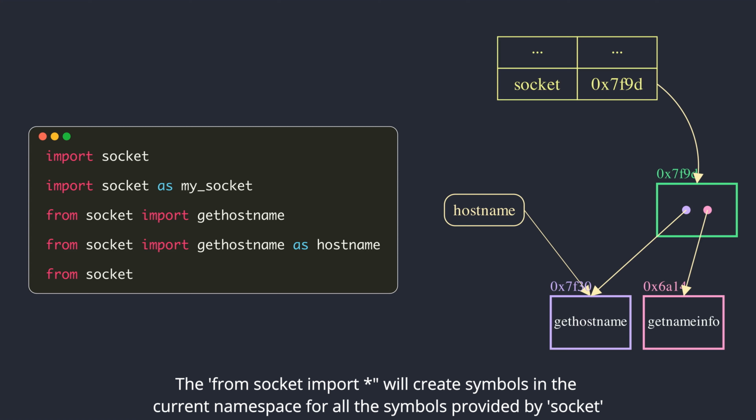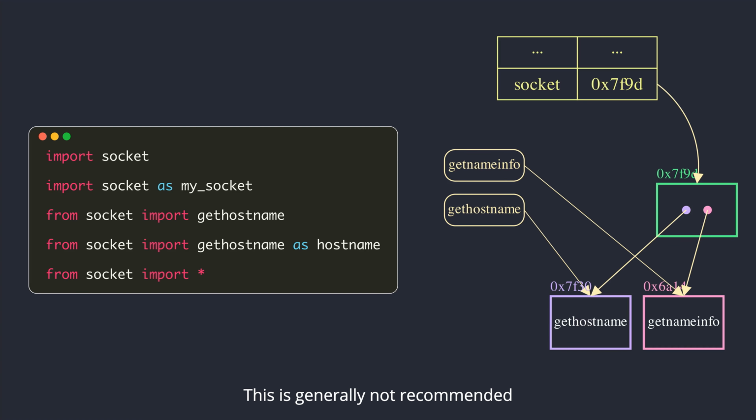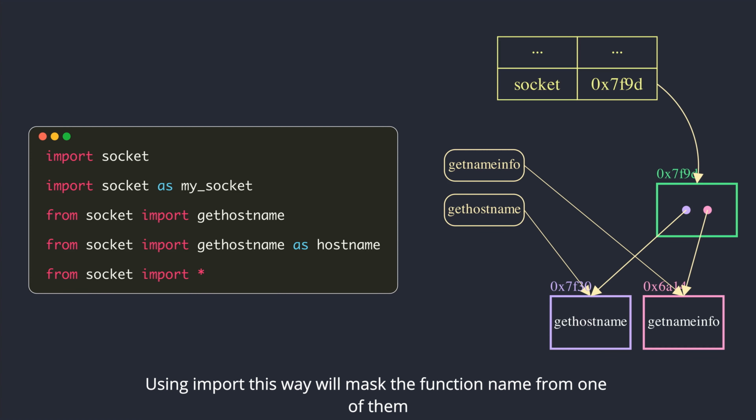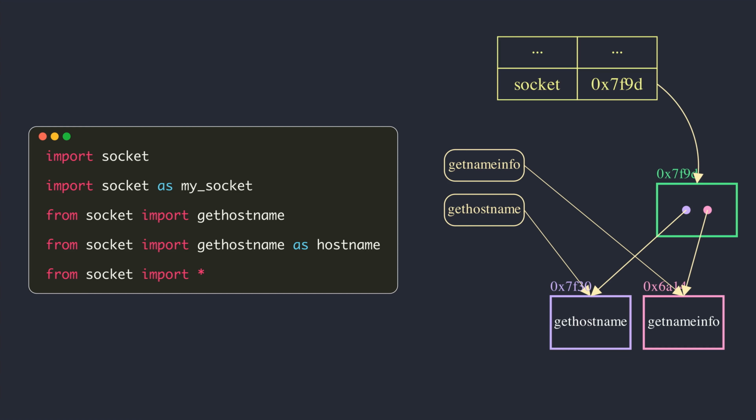from socket import * will create symbols in the current namespace for all the symbols provided by socket. This is generally not recommended. If you look into the math and cmath modules, there are many functions with the same name. Using import this way will mask the function name from one of them.